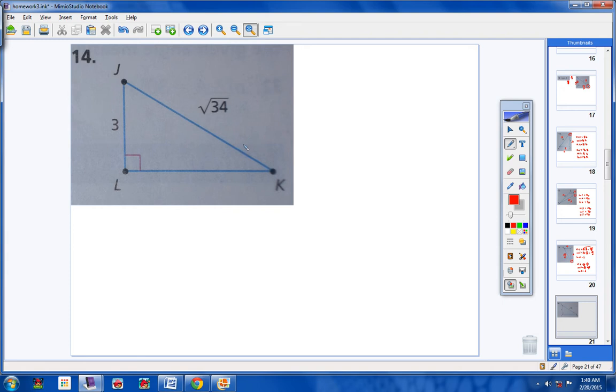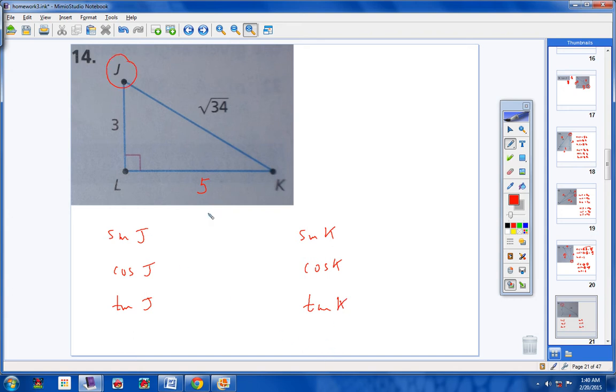First of all, using the Pythagorean theorem, 34 minus 9 would be 25. We should get a 5 right here. Now we're looking for the sine of J, cosine of J, tangent of J, then the sine of K, cosine of K, and the tangent of K. Let's start with J first.